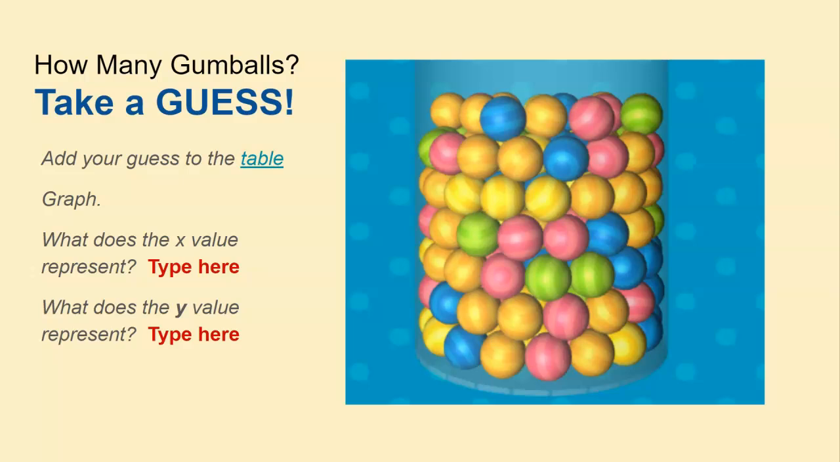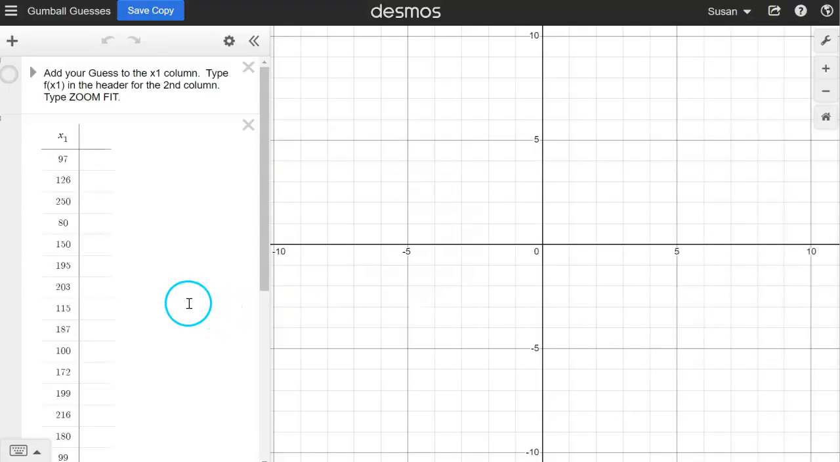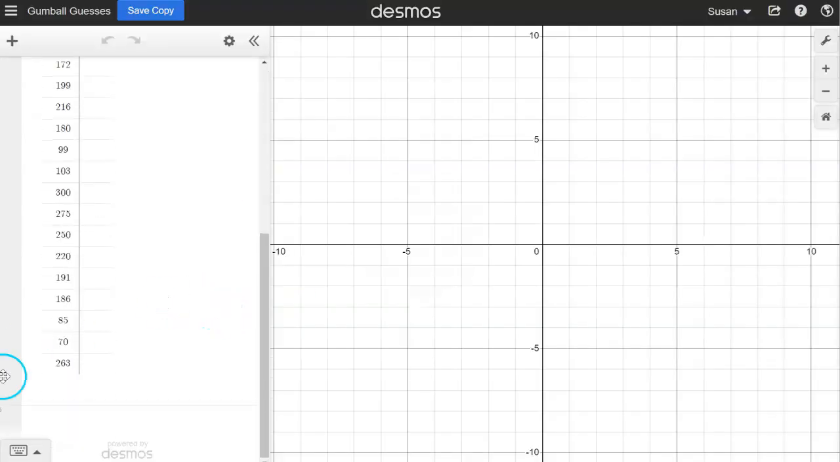So on day 2, they will be given this graphic and they will make a guess, like how many gumballs do you think are in this container? And then they're going to go click on this table and they're going to add their guess to this. Okay, so they're going to add it to this table at the bottom. So they will just click at the bottom and they have to type a number in.